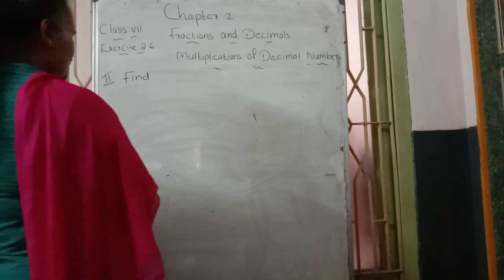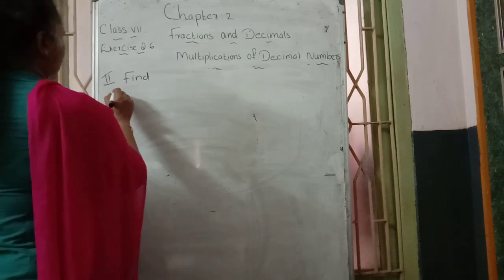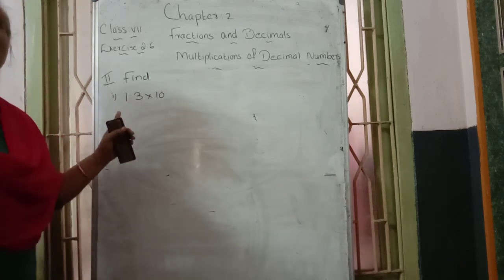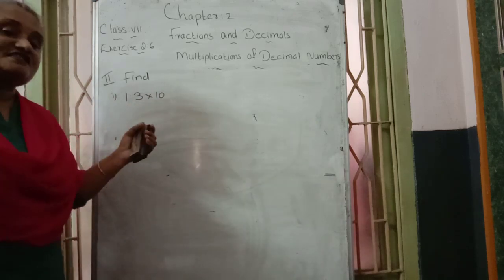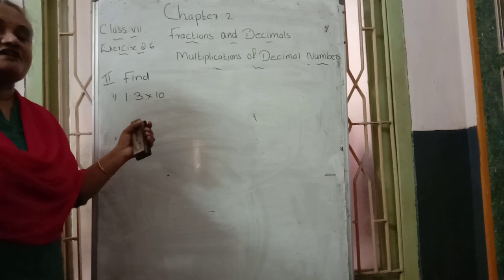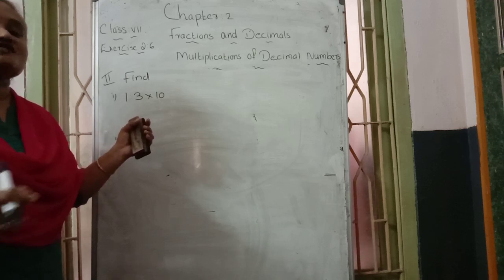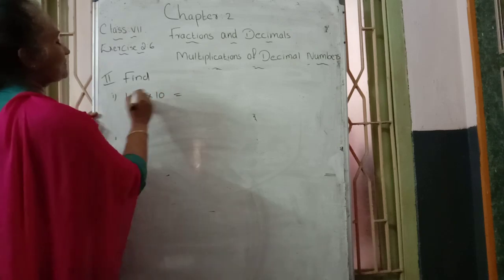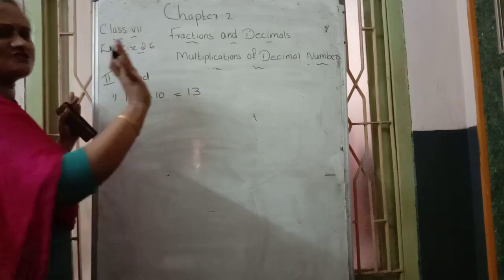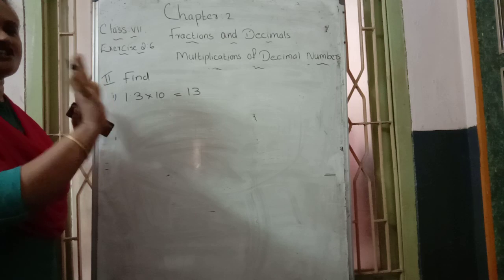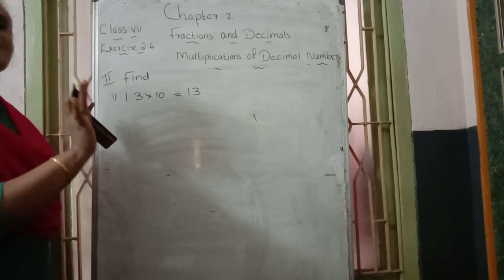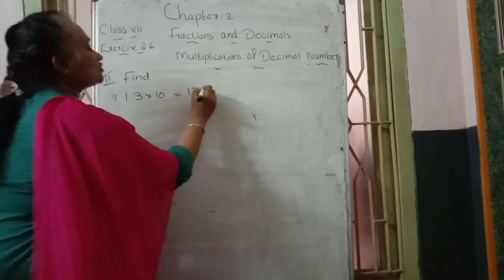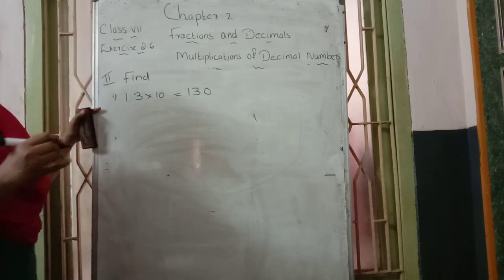In the second Roman, the first question tells about 1.3 multiplied with 10. What is the easy method? Any number multiplied with 10 or 100 or 1000, you write the same number itself. So which is our number? 13 is our number, without the decimal point. This is the easy trick I tell you. Write the same number down. Then 10 contains how many zeros? One zero. That zero you just keep on the right side of the answer place.